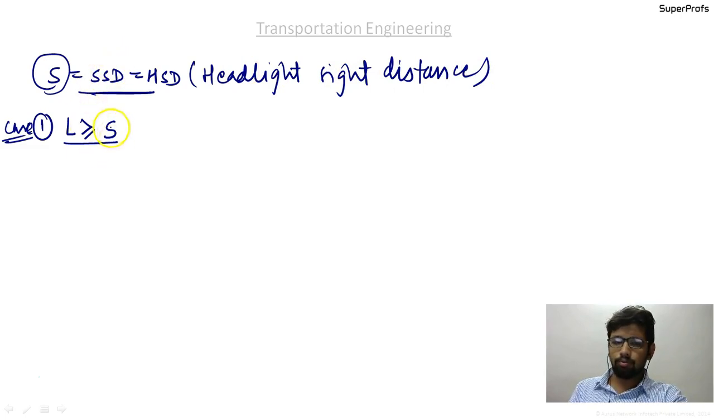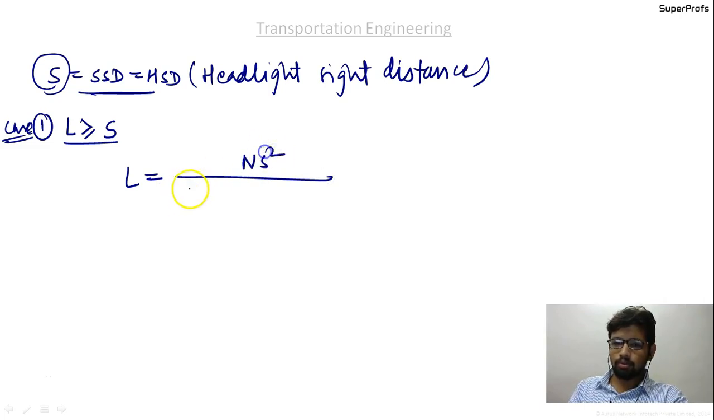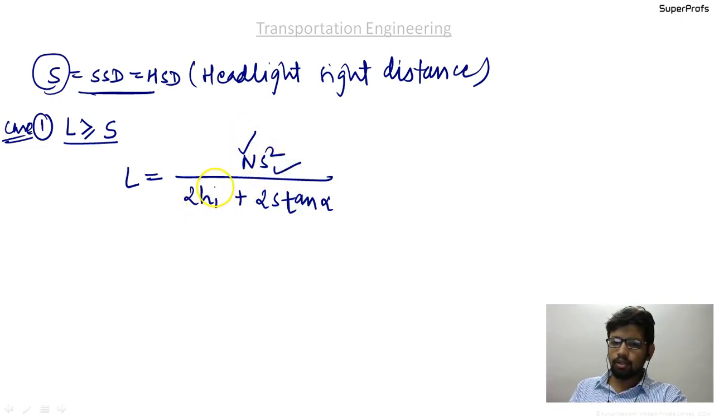Okay, so the formula is L equal to N S square upon twice of h1 plus 2S tan alpha. You know what the N value is, you also know the S value, and you know h1, the small h1. What is alpha? Alpha is the new term to you.